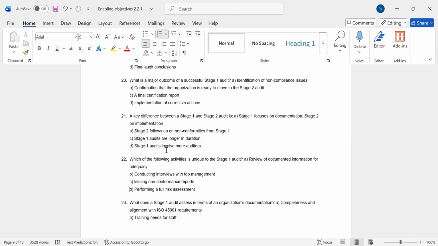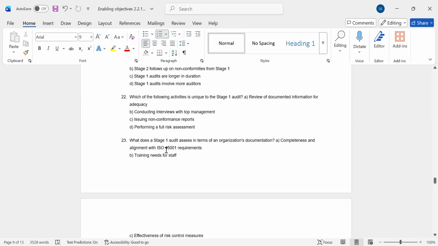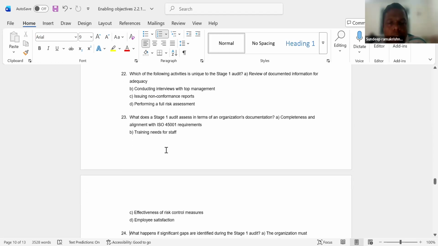Right. Question number 22. Which of the following activities is unique to the stage 1 audit? A. Review of documented information for adequacy. B. Conducting interviews with top management. C. Issuing non-conformance reports. D. Performing a full risk assessment. A only. A is a review of document information adequacy. Right, A is the right answer.